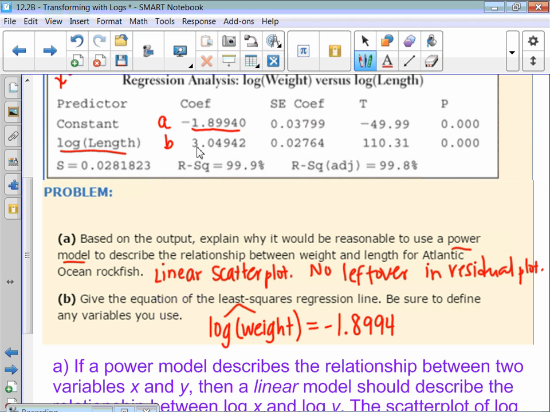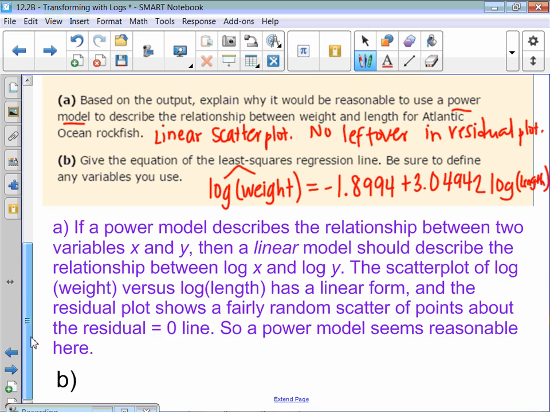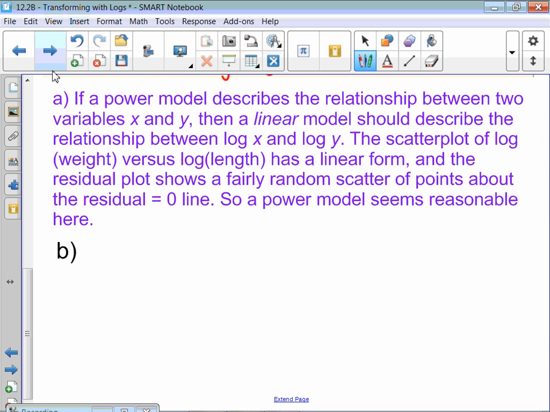And then I have the slope, but we put that in front, and then we have our log. So plus 3.04942. And then I do log of the length. Okay, slope goes in front of your input number, and our input is log of length, just like it says here. So there's our equation. Yep, so there's part A and B.